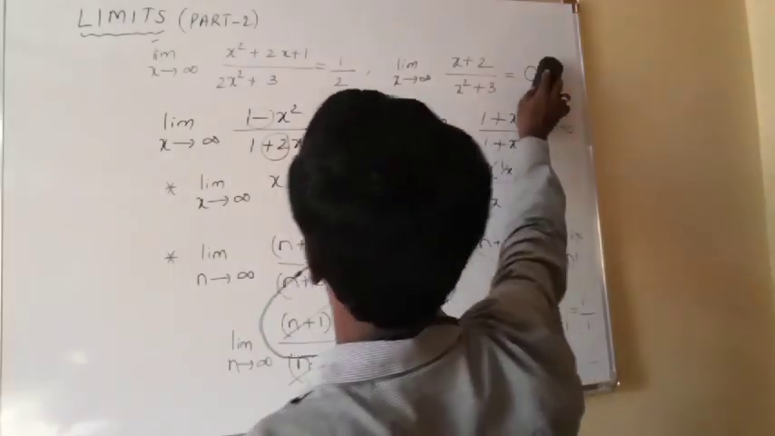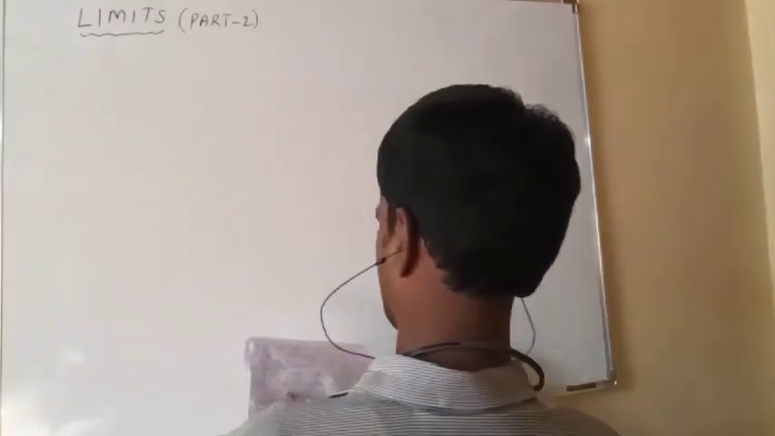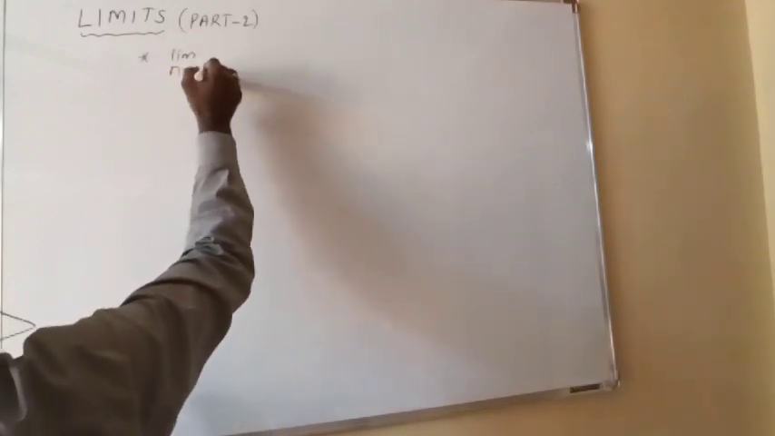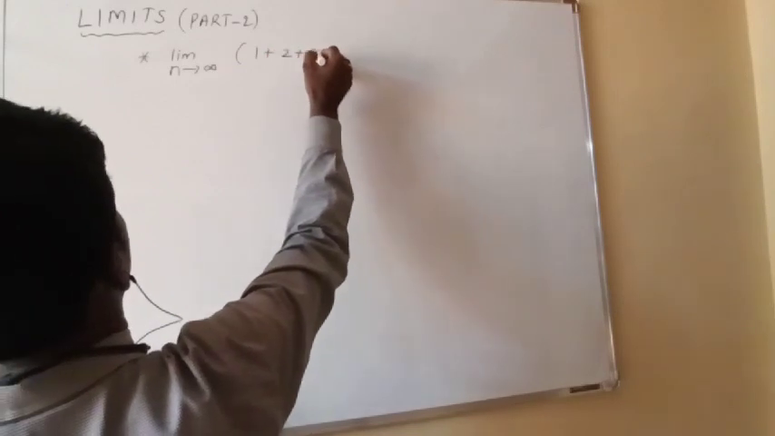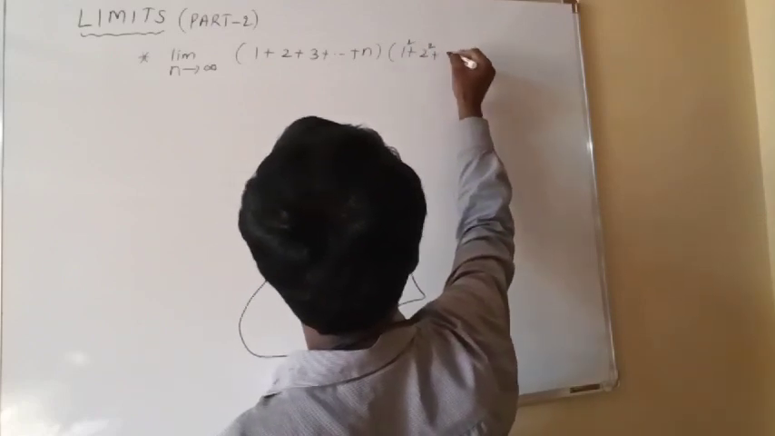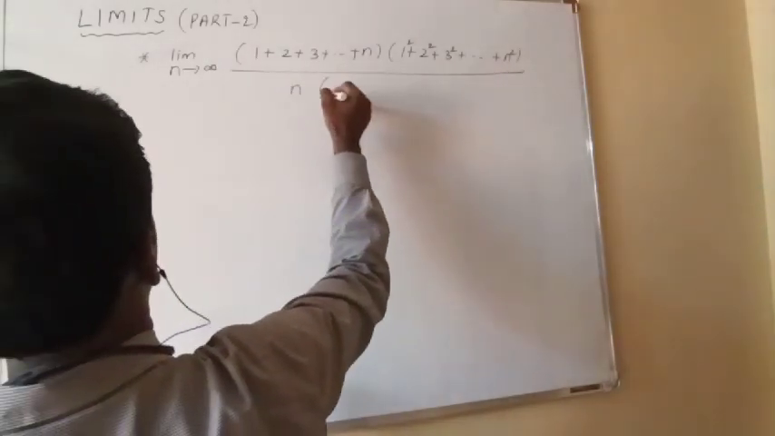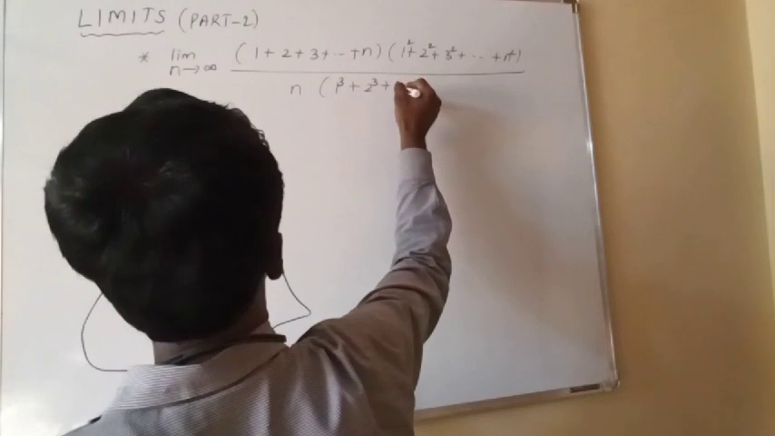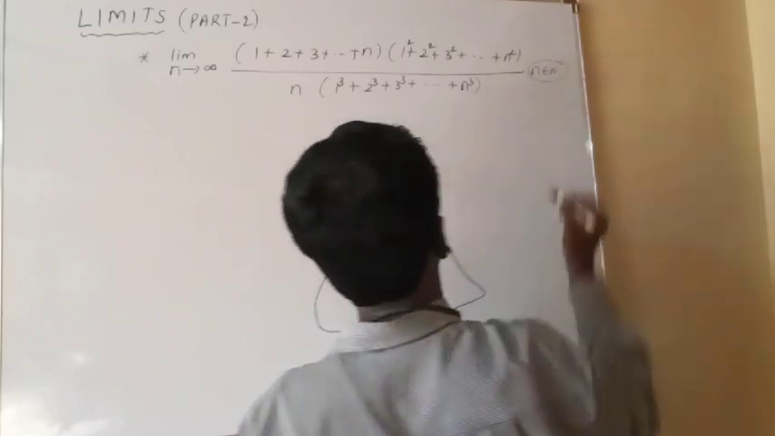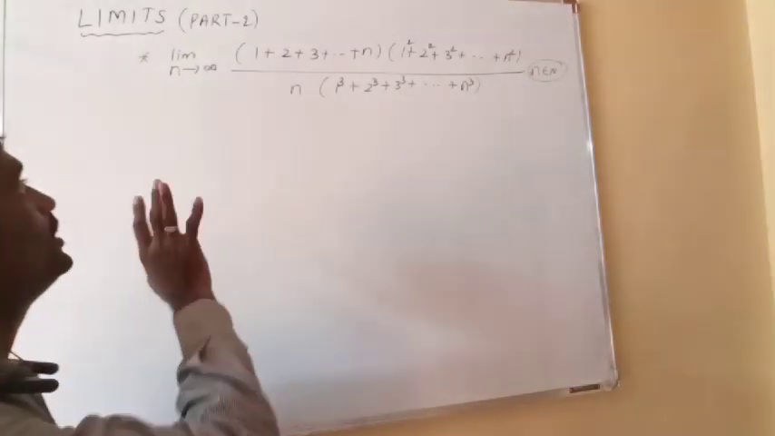Next problem. Limit n tends to infinity, we have this problem in our book: (1 plus 2 plus 3 and so on plus n) into (1 plus 1 square plus 2 square plus 3 square and so on plus n square) divided by n times (1 cube plus 2 cube plus 3 cube and so on plus n cube), where n is a natural number. n takes only natural number values, and it is approaching infinity.